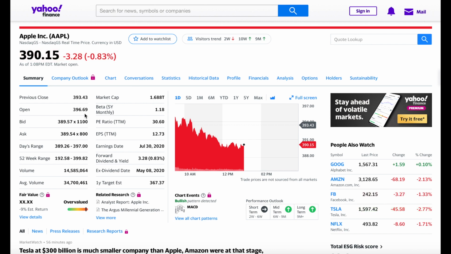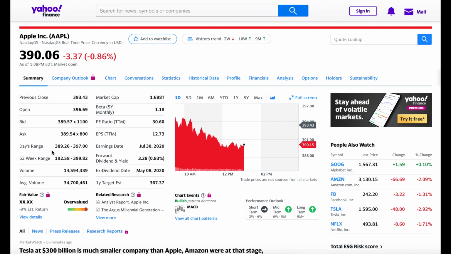So there's that. Their market cap is how much money they're worth, or how much the company is worth. So in this case, Apple is worth $1.688 trillion. That's crazy. Just thinking about the word trillion just blows my mind. It's such a big number, and they're almost at 2. So they've got a lot of money.